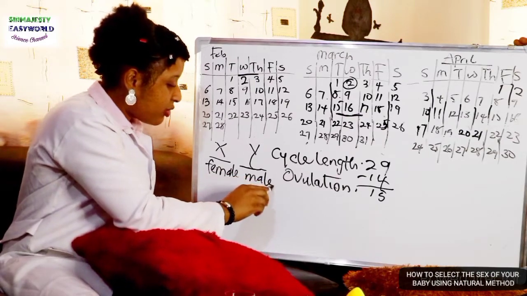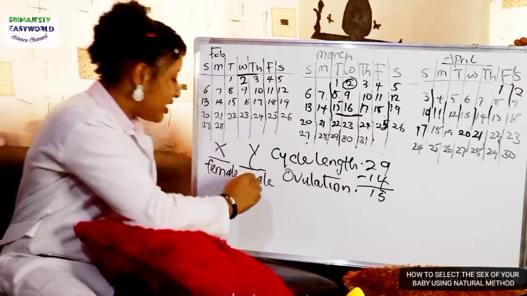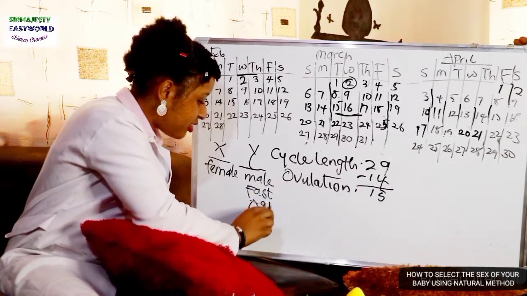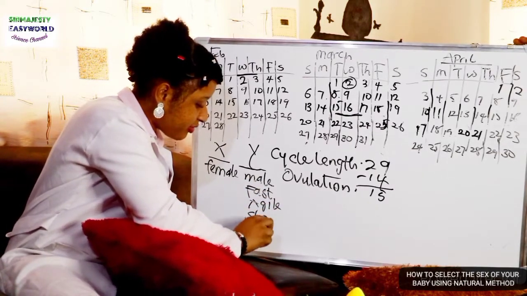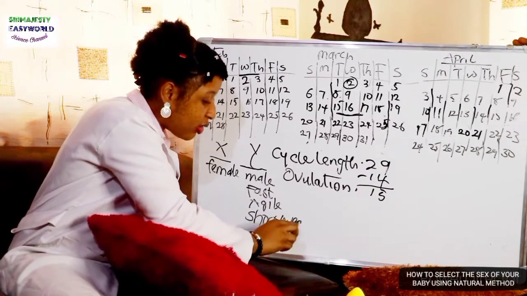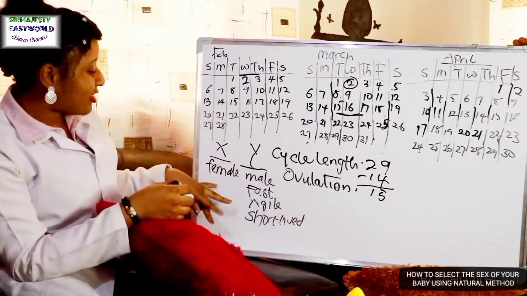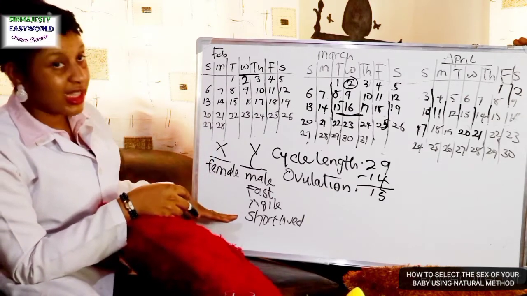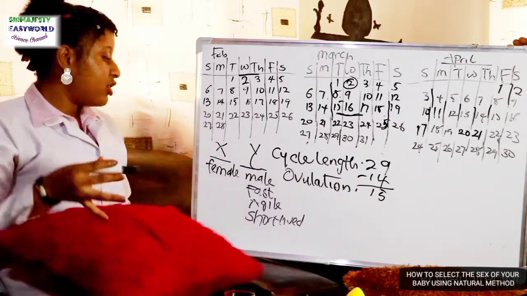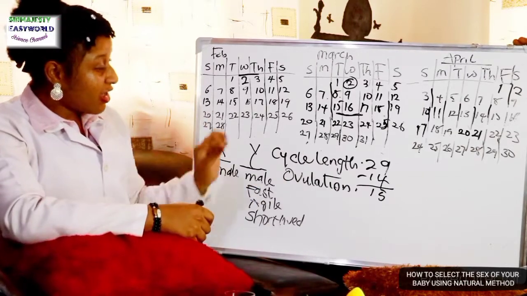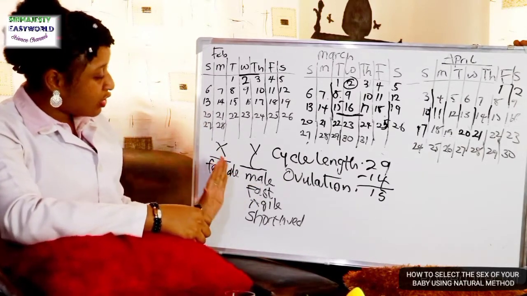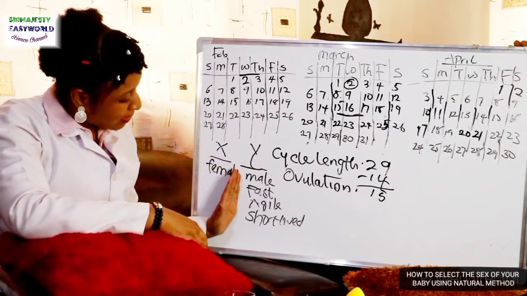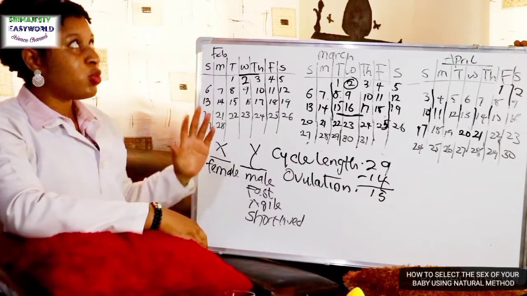Now the Y-containing sperm, they are fast, agile, but short-lived. They don't have a long lifespan compared to the X sperm. The X sperm, on the other hand, is slower and lasts longer. So if I want a male child, I'm going to use the characteristics of this male sperm, this Y-containing sperm, and work on that.